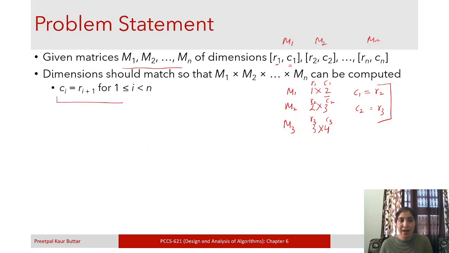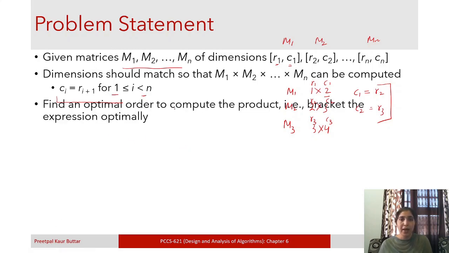Okay, so this is what I'm saying. Ci is equal to R(i+1). Okay, C1 is equal to R2, C2 equal to R3, C3 is R4, and so on for all i ranging from 1 to less than n, right? Okay, and our problem is to find an optimal order to compute the product. Bracket the expression optimally so that the cost of forming the matrix chain multiplication is minimum. We are minimizing the cost here.